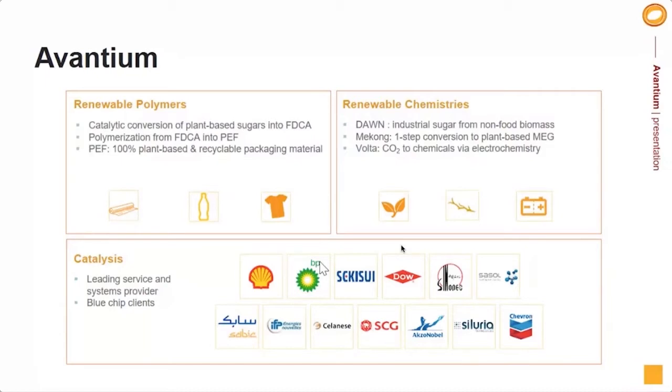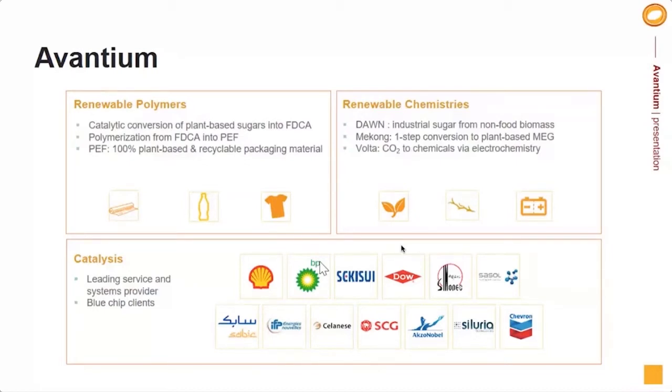That's the DAWN program. We have another one here called Mekong program. Actually, the most recent name is RAY, the RAY technology. There we convert sugars into plant-based monoethylene glycol that you also need to make bio-based polymers. And the last technology, where I am responsible for, is the Volta technology. There we convert CO2 to chemicals using electrochemistry. And also there we use high throughput catalysis developments. So that's also what I will talk about.